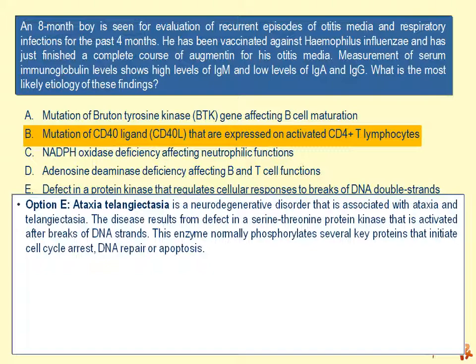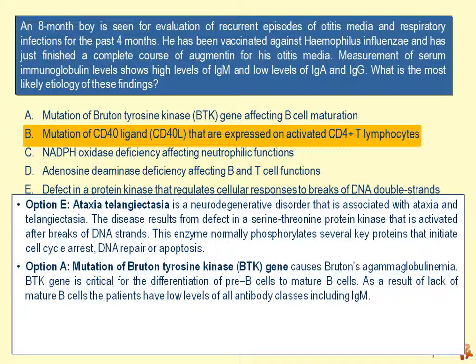With regard to option A, mutation of protein tyrosine kinase gene that affects B-cell maturation, I want you to know that this gene, the BTK gene, causes Bruton's agammaglobulinemia. The BTK gene is critical for differentiation of pre-B cells to mature B cells. As a result of lack of mature B cells, the patients have low levels of all antibody classes, including IgM. This is a critical difference between option A and option B.